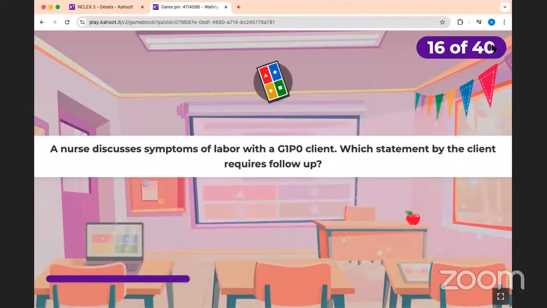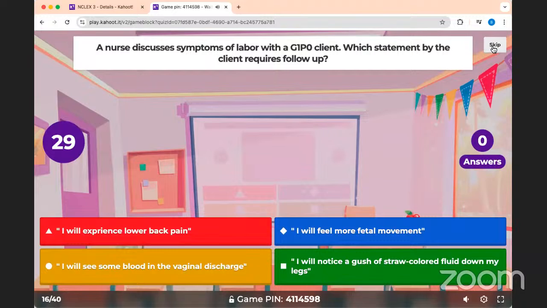And let's discuss symptoms of labor with the G1P0. Which statement by the client requires follow-up? So which of this is not labor? Or they tell you and you don't believe it.